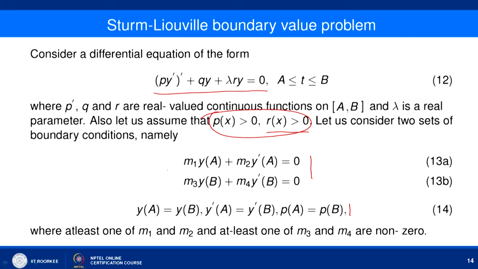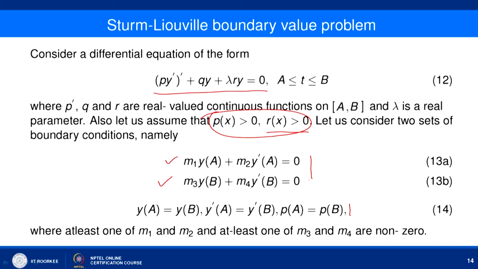If you look at it, one condition is given at the point x equal to a, and the other boundary condition is given at the point b. So we have m1 y(a) + m2 y'(a) = 0, and m3 y(b) + m4 y'(b) = 0. These kinds of boundary conditions are known as separated boundary conditions, because they are separately defined at the points a and b.